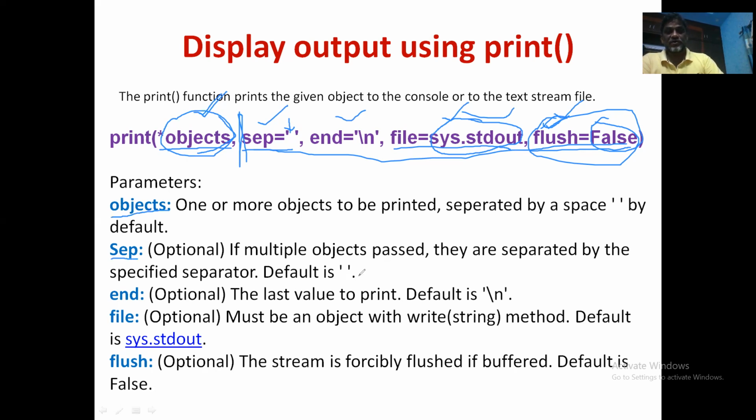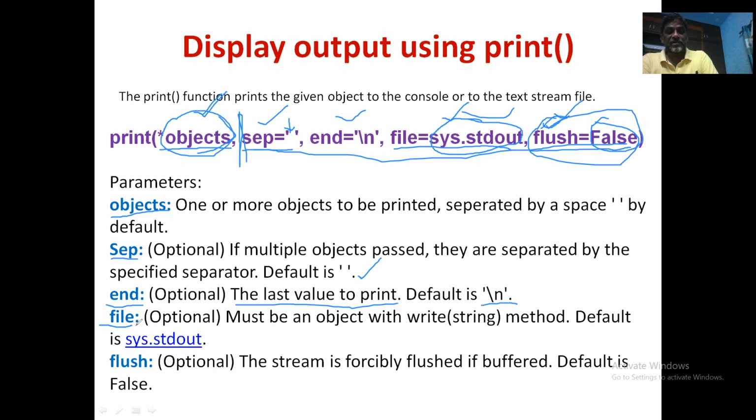Okay, if you do not mention it, the default is a space. And the third parameter is the end parameter. The last value after printing the entire objects is mentioned here. By default, it will be taken as \n. You can select other delimiters also. For example, if you want a space, you can use a space here. If you want a tab, then you need to mention it as \t and so on. Okay, there are other delimiters also possible.